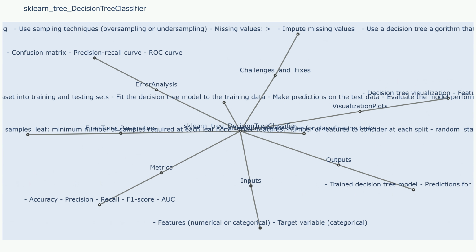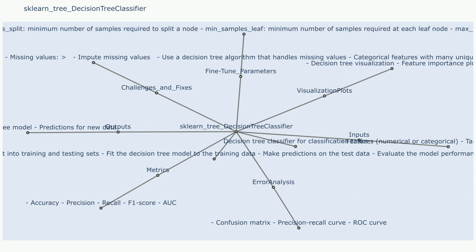Fine-tune parameters. Criterion. The splitting criterion used to determine the best split at each node. Options include Gini impurity or entropy information gain. Max depth. The maximum depth of the tree, limiting the complexity of the model and preventing overfitting. Min samples split. The minimum number of samples required to split an internal node, preventing the creation of very small nodes that might lead to overfitting.